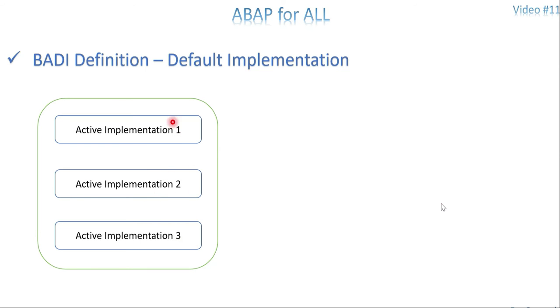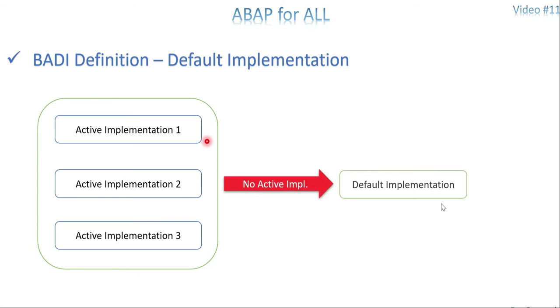If yes, it just ignores this one. It won't trigger at all. If there is no active implementation at all in this BADI, then only it will go and execute your default implementation. So that is the idea: if there is no active implementation at all in your BADI, then your default implementation will trigger.